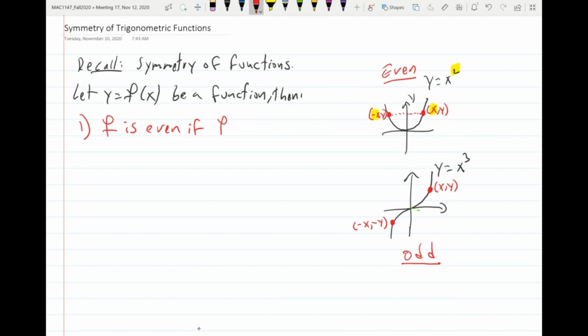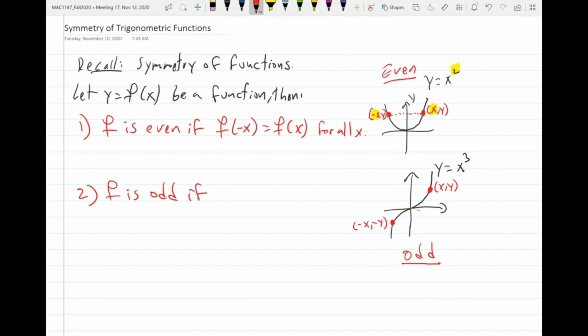If I plug in negative x, so here I'm talking about the y corresponding to negative x, this is the same thing as if I just plug in x. So if you plug in negative x, you get back the same formula. If this happens for all x, that's what it means to be even. This is saying that if x comma y is on the graph, then negative x comma y is also on the graph.